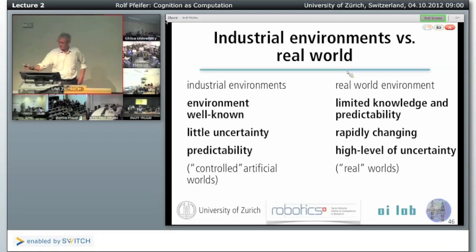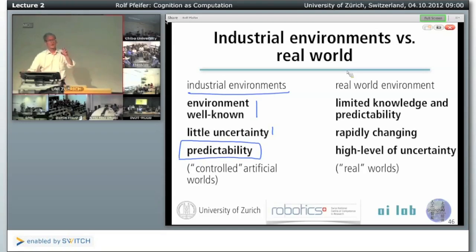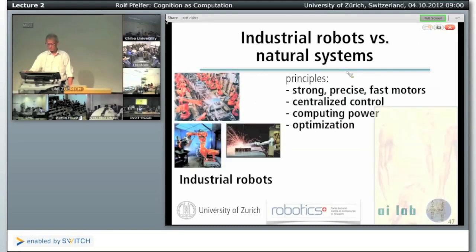Now let's look as an example at industrial environments. The environment is well known. We know the components, we know the arrangement, the geometry of the situation. There is little uncertainty. We have high predictability, and we can program everything down to the last detail. In the real world, we have limited knowledge, limited predictability, everything is rapidly changing. We have a high level of uncertainty, which makes matters very difficult.